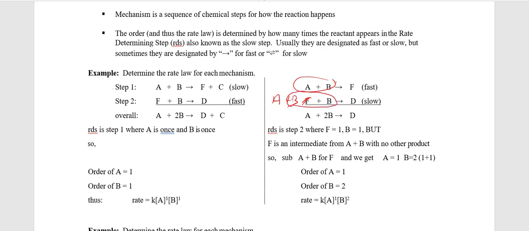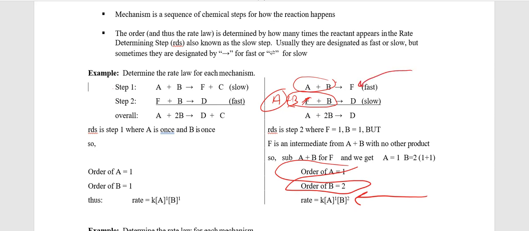Then we got B twice, A once. And so our orders of A are once, B is twice, and we end up with that beautiful rate law, A to the first, B to the second. But the only reason we could slide that in is that up here, there's only one product of F.